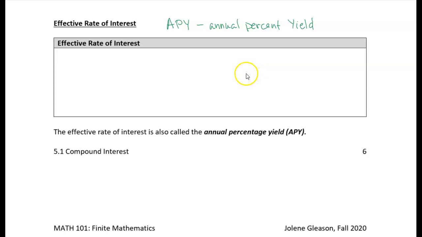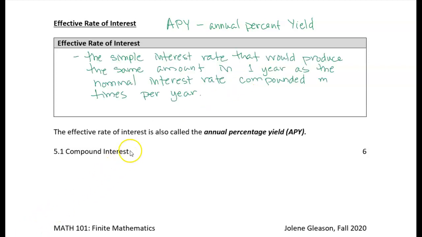So it's an equivalent interest rate. So it's the equivalent simple interest rate that would produce the same amount in 1 year as the compound interest does. So it's important to know that APR and APY are not the same thing.